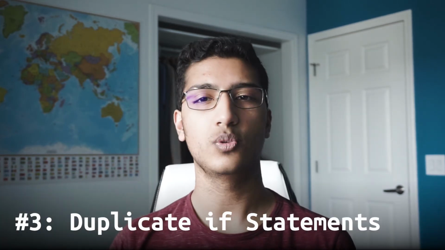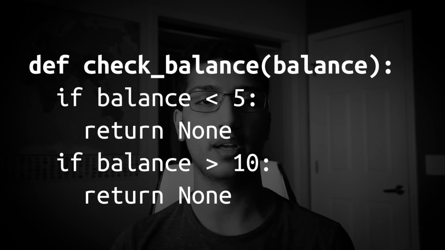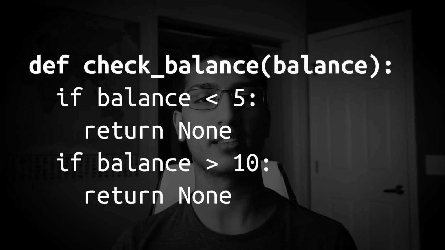Number 3. Duplicate if statements. Let's say you want to check someone's bank balance. If it is below 5 or 10, they have too much or too little money, and the function returns none. The way it's written out isn't ideal, as it isn't leveraging Python's elif statement and is increasing conditional complexity.